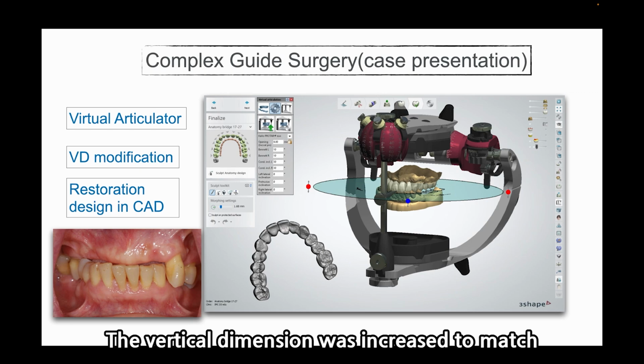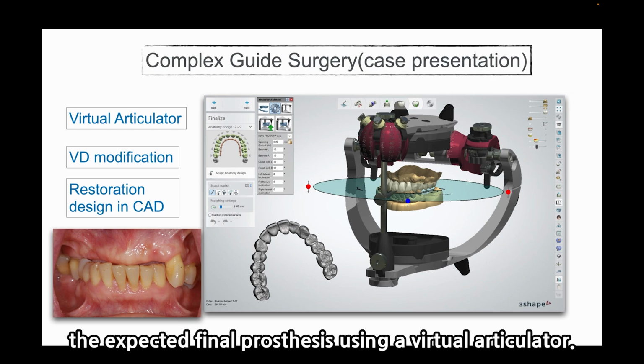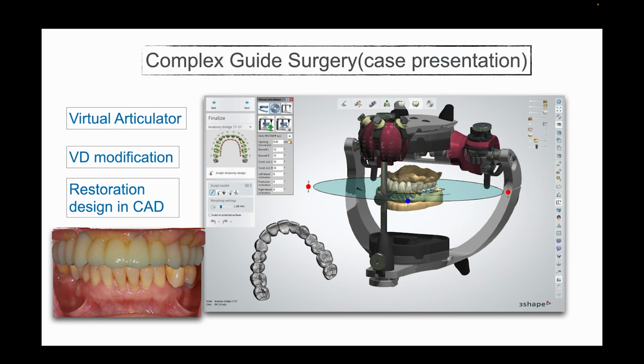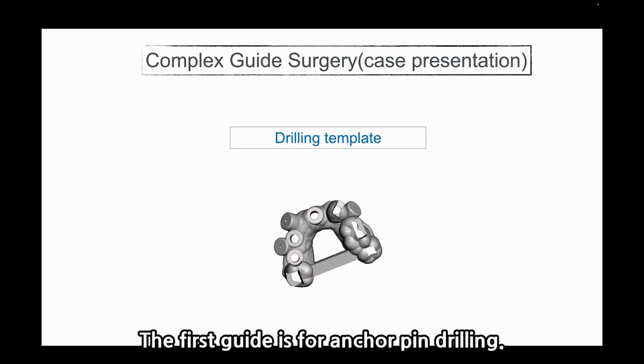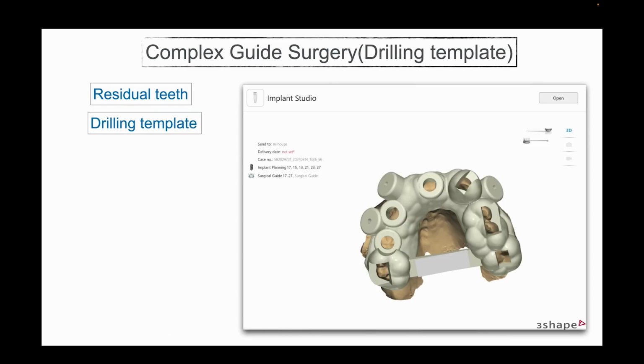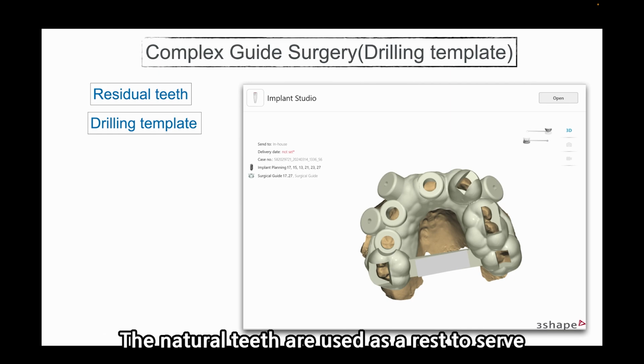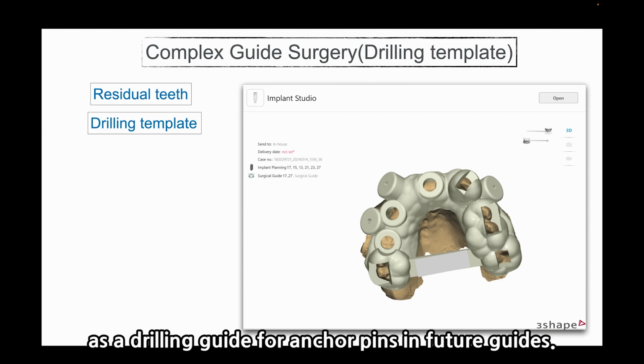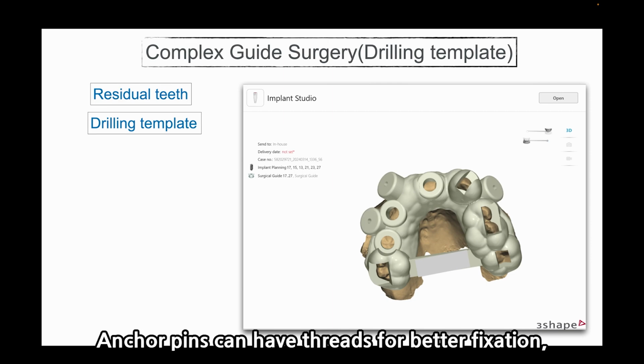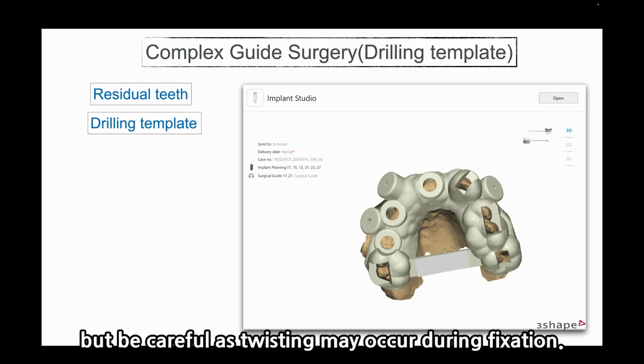The vertical dimension was increased to match the expected final prosthesis using a virtual articulator. The first guide is for anchoring pin drilling. The remaining teeth are used to align with the CBCT. The natural teeth were used as a last to serve as a drilling guide for the anchor pin in the future guide. Anchor pins can have a thread for better fixation, but be careful as twisting may occur during fixation.